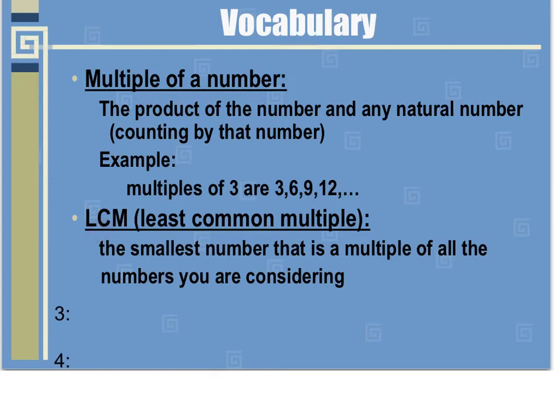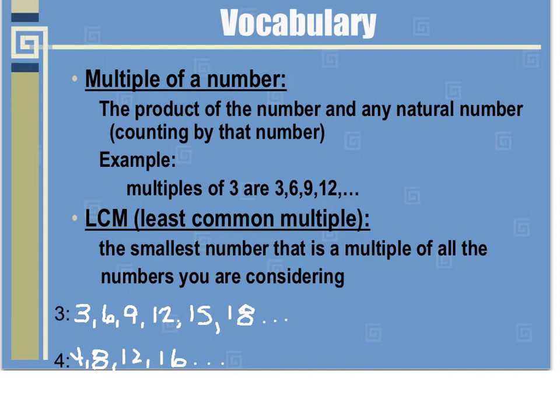Your least common multiple is the smallest number that is a multiple of all the numbers you are considering. So let's say I want to consider the numbers 3 and 4. So I'll start out by writing those multiples. We already know that the multiples of 3 are 3, 6, 9, 12, 15, 18, etc. I can keep going. 3 dots in a row means the pattern continues. The multiples of 4 are 4, 4 times 1 is 4, 4 times 2 is 8, 4 times 3 is 12, 4 times 4 is 16, and that pattern continues.